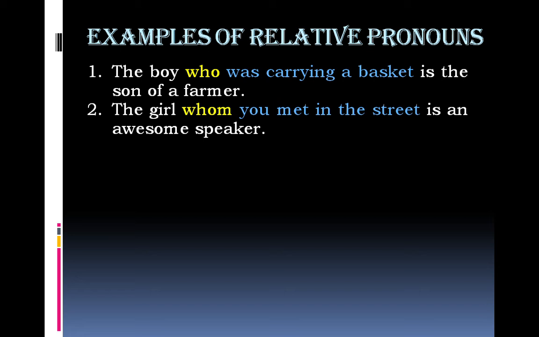The girl whom you met in the street is an awesome speaker. It's a very similar example. The girl is an awesome speaker is one clause. Girl is the subject, is linking verb, an awesome speaker, complement. Whom you met in the street, that's the second clause. In this clause, the word whom has been used in place of girl. It's relative pronoun. Now let's see what's the case of whom in this clause.